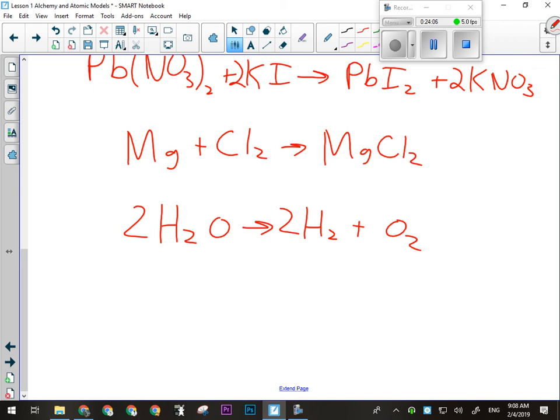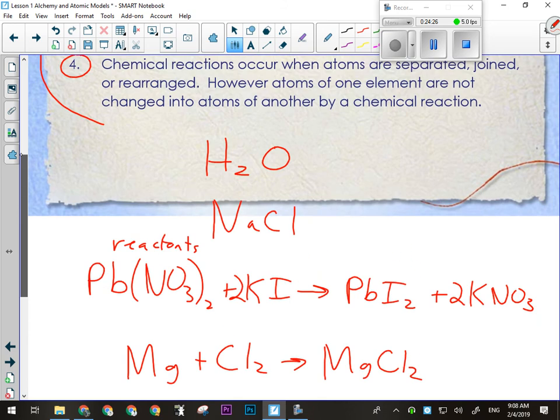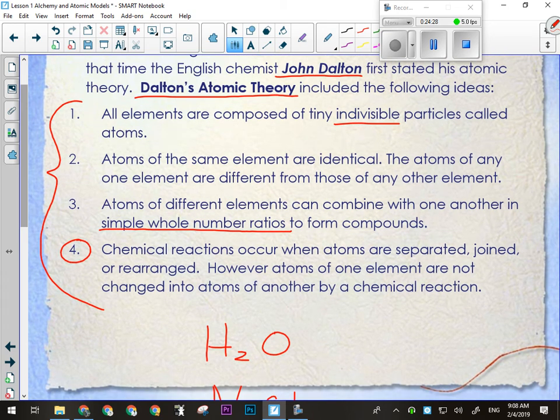So this is what Dalton had realized by reading other people's research and by doing his own experiments. He realized that when he caused a reaction to happen, he still had the same stuff he started with. It just had been somehow rearranged. Everyone all right with that idea? So the four points of the atomic theory are definitely something you need to know and understand. That explanation about what happens in a reaction goes along with points 3 and 4.